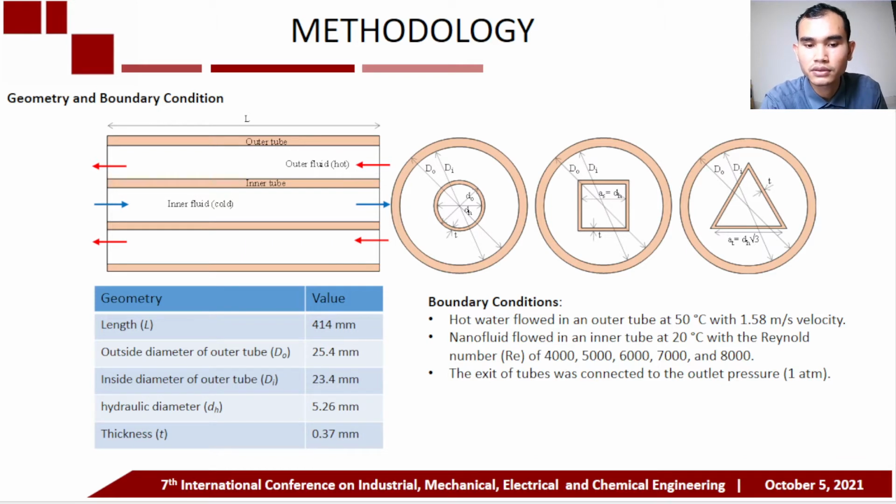with the same thickness, that is 0.37 mm. Hot water flows in the outer tube at 50 degrees Celsius with a velocity of 1.58 meters per second, and the nanofluids flow in the counter direction in the inner tube at 20 degrees Celsius with a Reynolds number of 4,000 up to 8,000. The exit of the tube is connected to an outer pressure of 1 atmosphere.